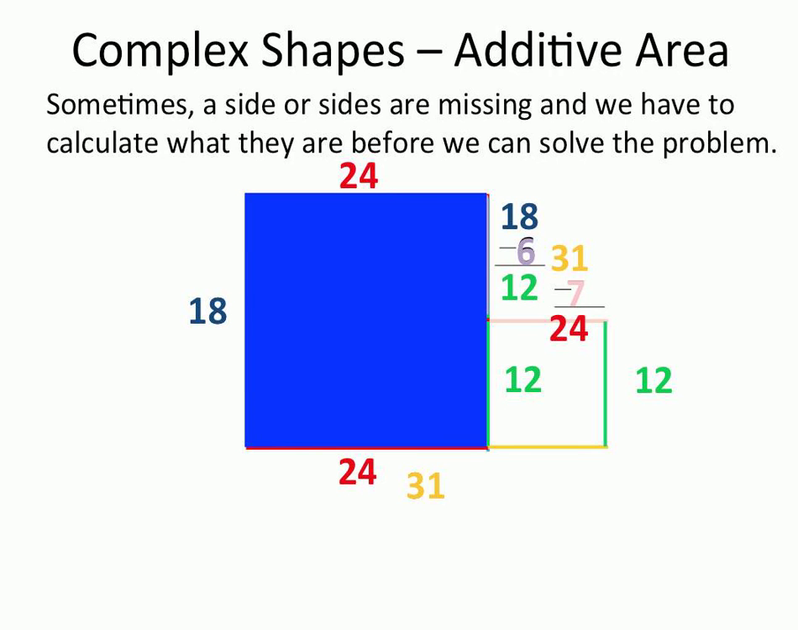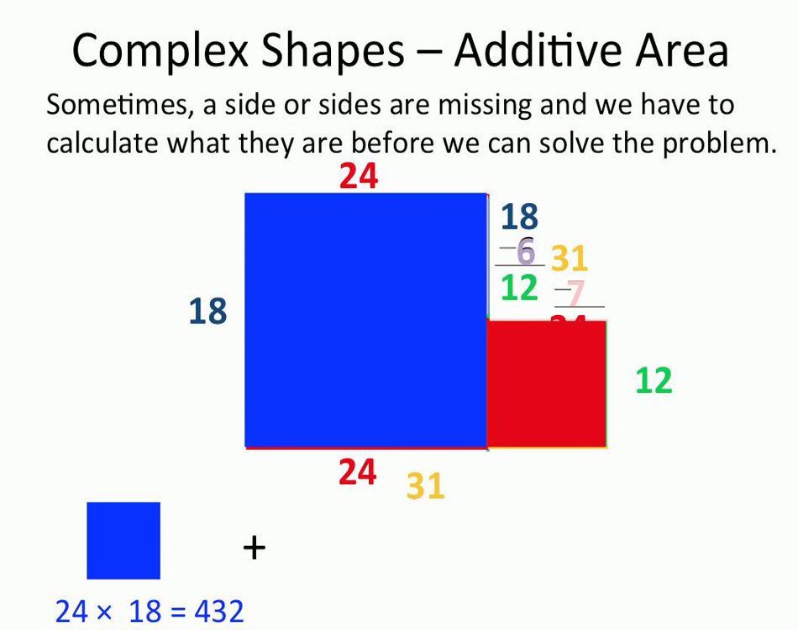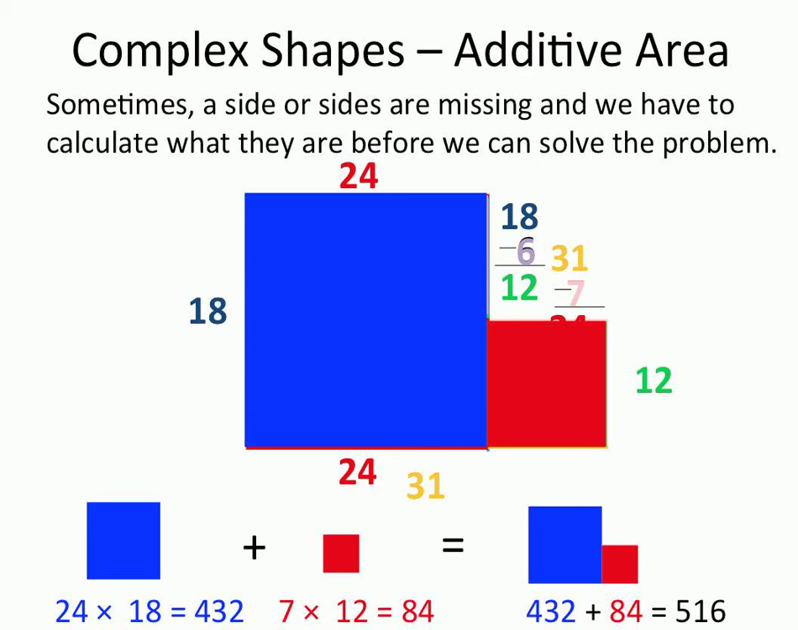First, I'll calculate this rectangle in blue. The formula for the area of a rectangle is base times height, so it would be 24 times 18, which equals 432. Now I need to add it to the rectangle in red, where the base is 7 and the height is 12. Multiply that out, I get 84. Add those together, and I get the entire shape, which is 516. So sometimes we need to calculate the shapes before we can multiply out to get the area.